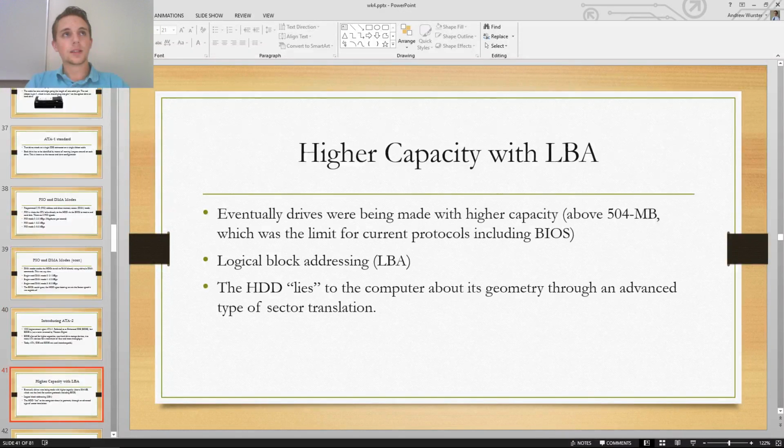Now, there were restrictions back then where the BIOS would only allow you to have a drive of 504 megabytes. So they created something known as logical block addressing, known as LBA. All it is, is a little piece of software built into the hard drive that lies to the BIOS and tells it that it's 504 megabytes, but it's smart enough that the operating system recognizes it as a larger size.